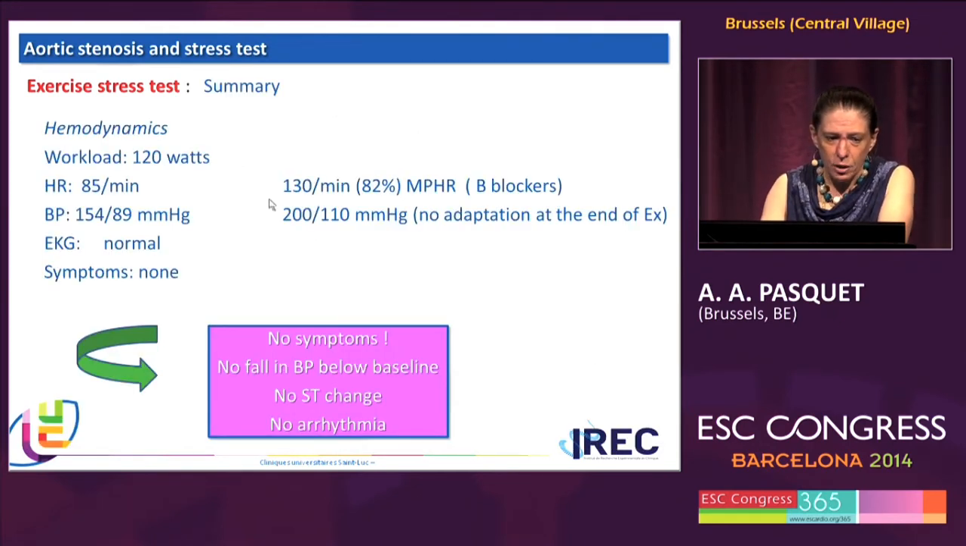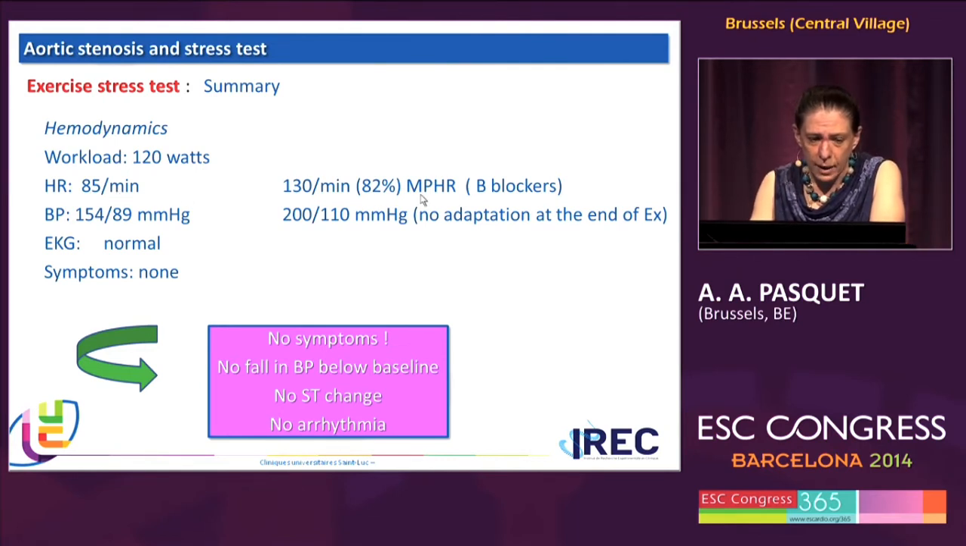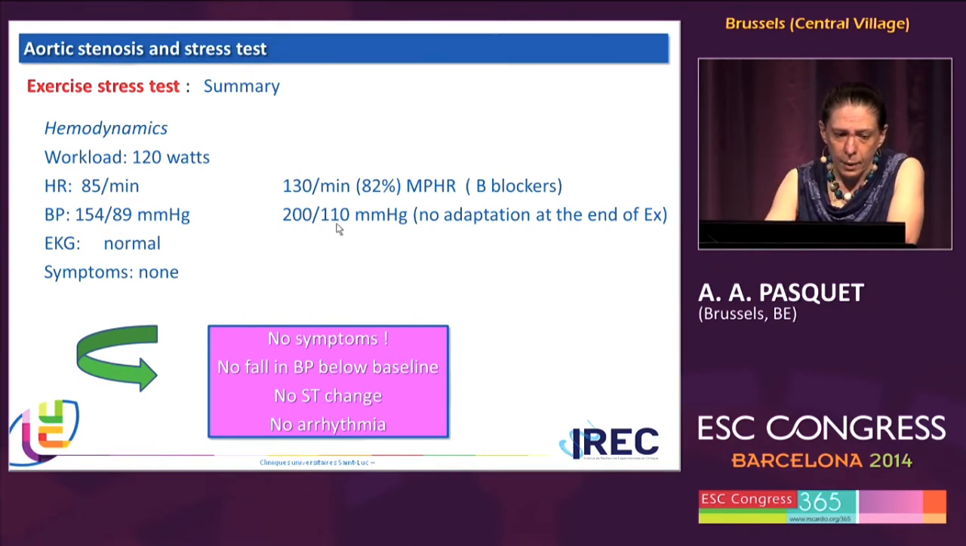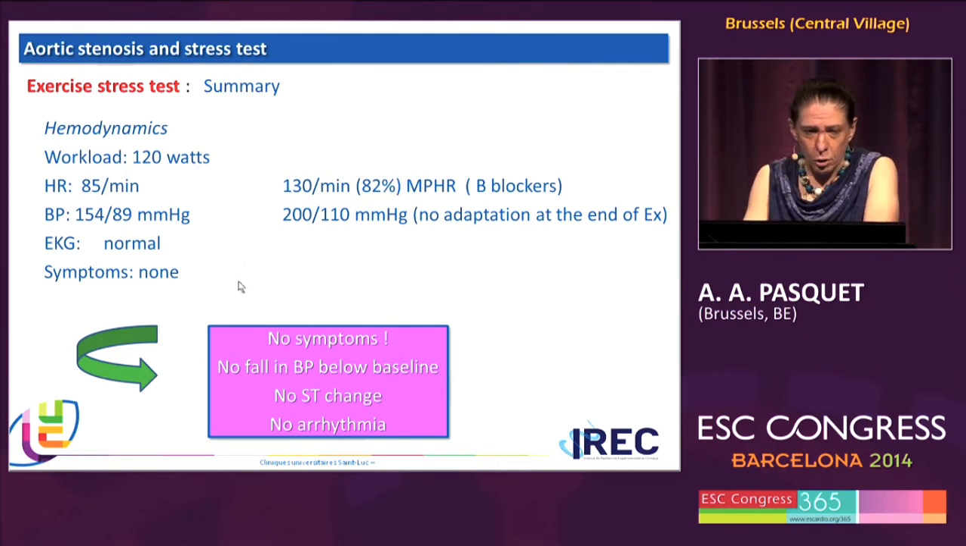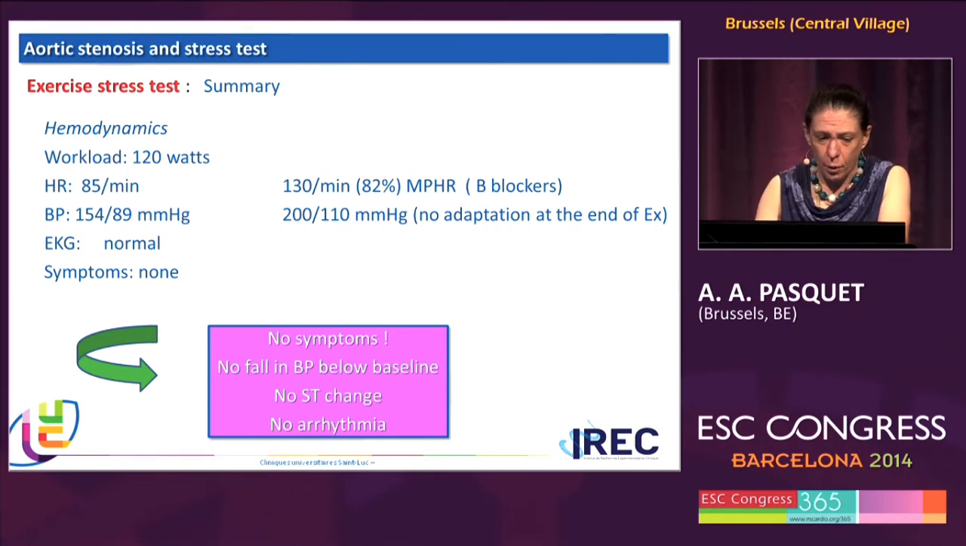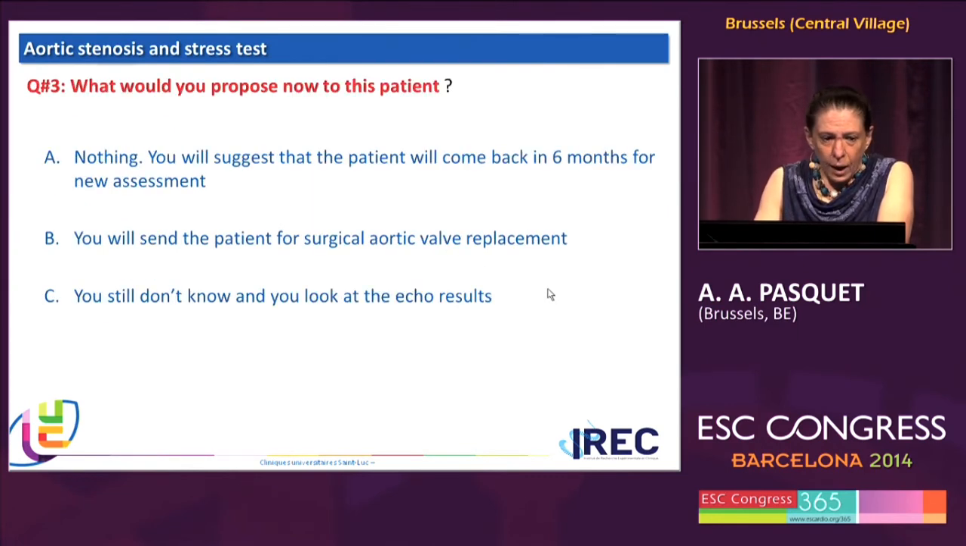So in summary, the patient at a workload of 120 watts, heart rate going from 85 to 130, it's 82%. Blood pressure going from 154 to 200 with 110. EKG is normal, there is no symptom. So we have an exercise test with no symptom, no fall in blood pressure below baseline, no ST segment change, no arrhythmia. So we cannot say that we have one of the criteria to be positive for this stress test. So what will you propose now to this patient?